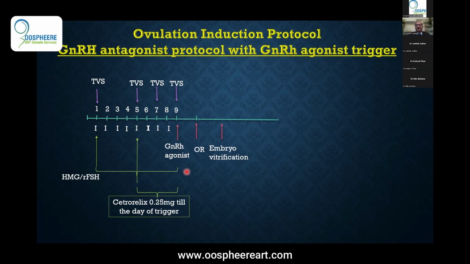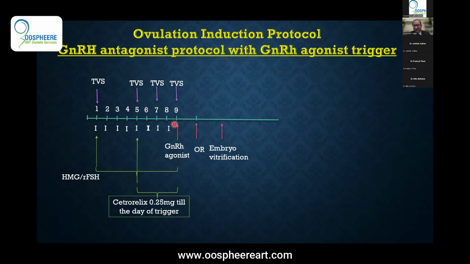There are some studies which have compared whether leuprolide 2 or 3 milligram has an advantage. Those studies do not say that giving 3 milligram has any advantage. So 2 milligram of leuprolide is sufficient as an agonist trigger. If it is Decapeptyl, then 0.2 milligram, so 2 prefilled syringes, because 1 prefilled syringe contains 0.1 milligram.